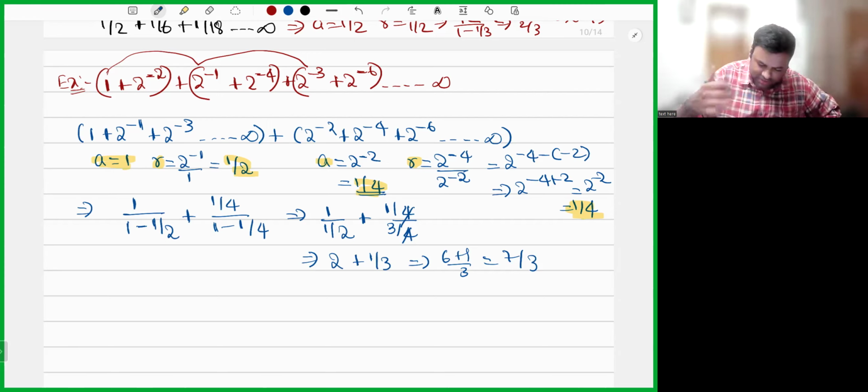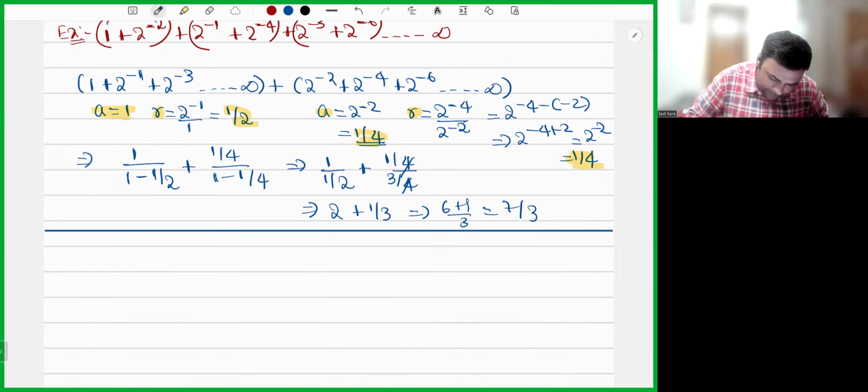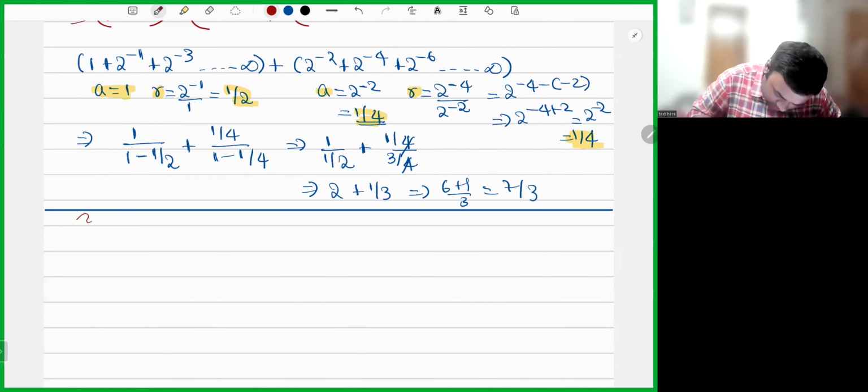Yeah, perfect. Next. You are grouping them and then you are solving them. It is a little lengthy, but yes, you can do it. There is no issue. Next example.